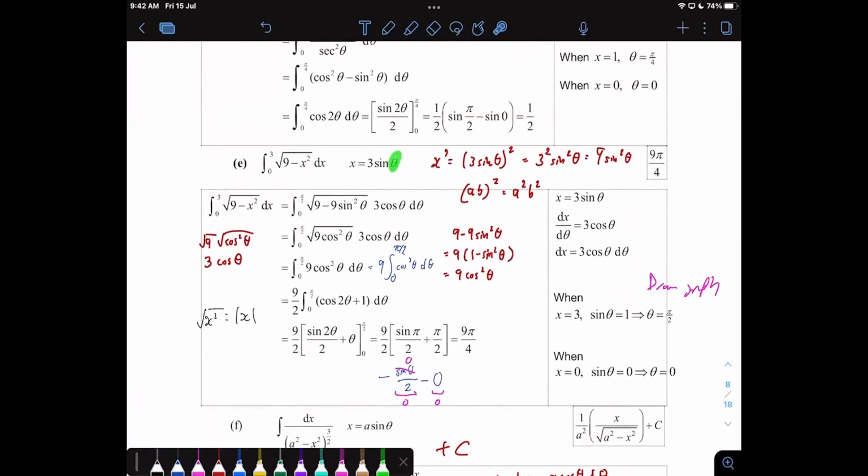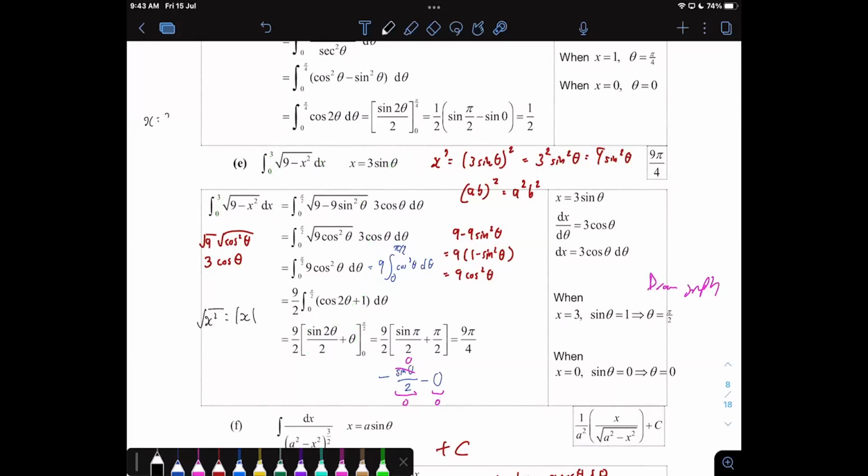Part E, you did substitution with definite integral. You eventually went from the x world into the theta world. You got this as your final answer. Here, you could have also replaced the sine 2 theta over 2 plus theta back with an expression in terms of x, and then you substitute in the limits x equals 0 and x equals 3. Let me show you what I mean.